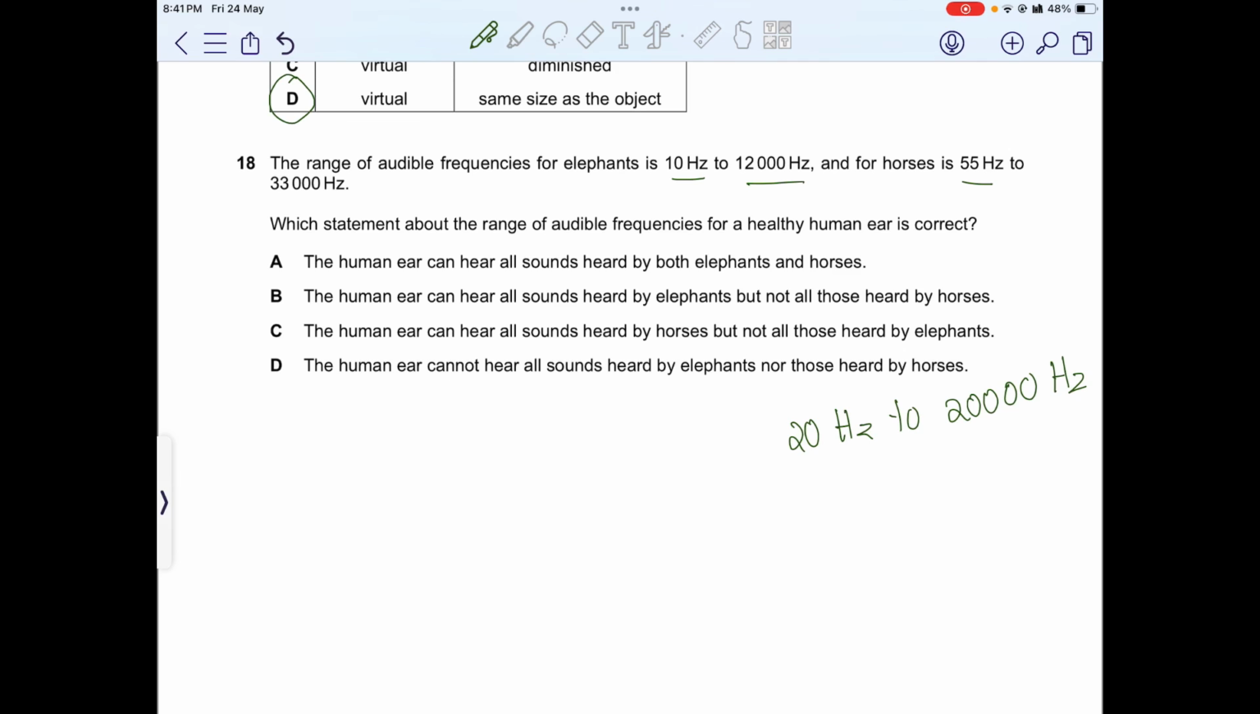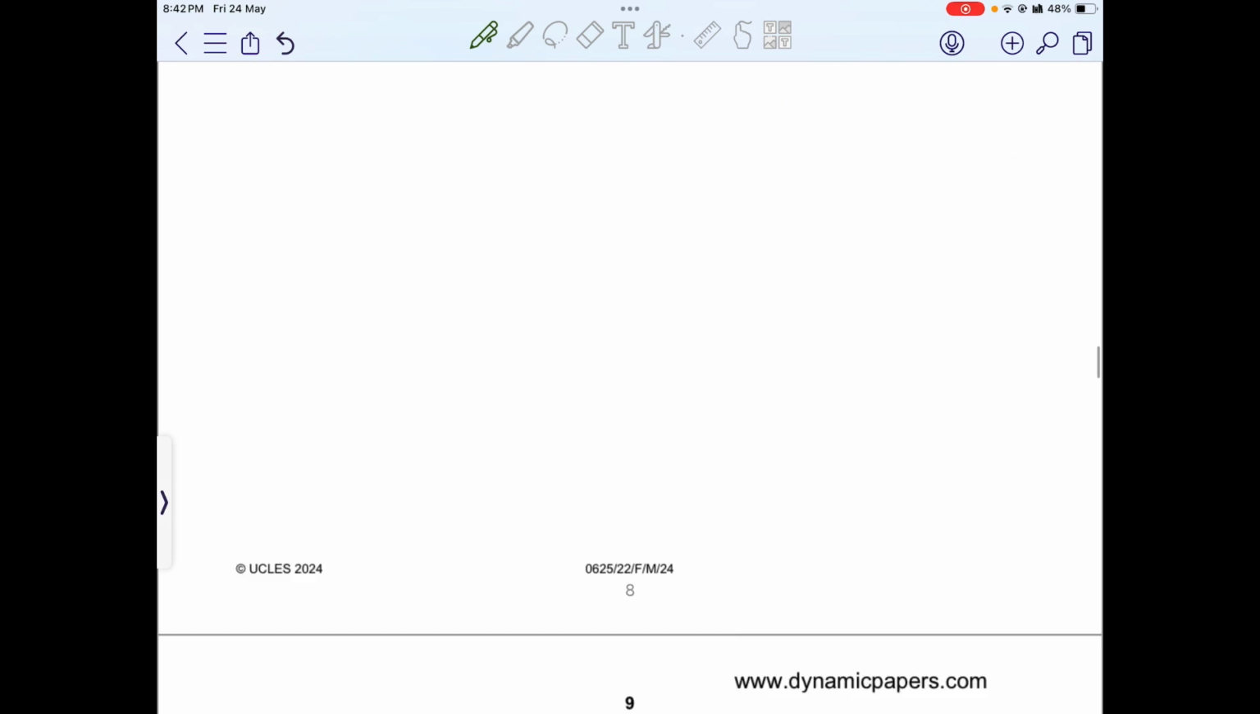So the correct answer, if you see here, would be D, because the human ear cannot hear all of the sounds heard by elephants nor those heard by horses. Horses can hear much greater frequencies and elephants can hear lower than us.